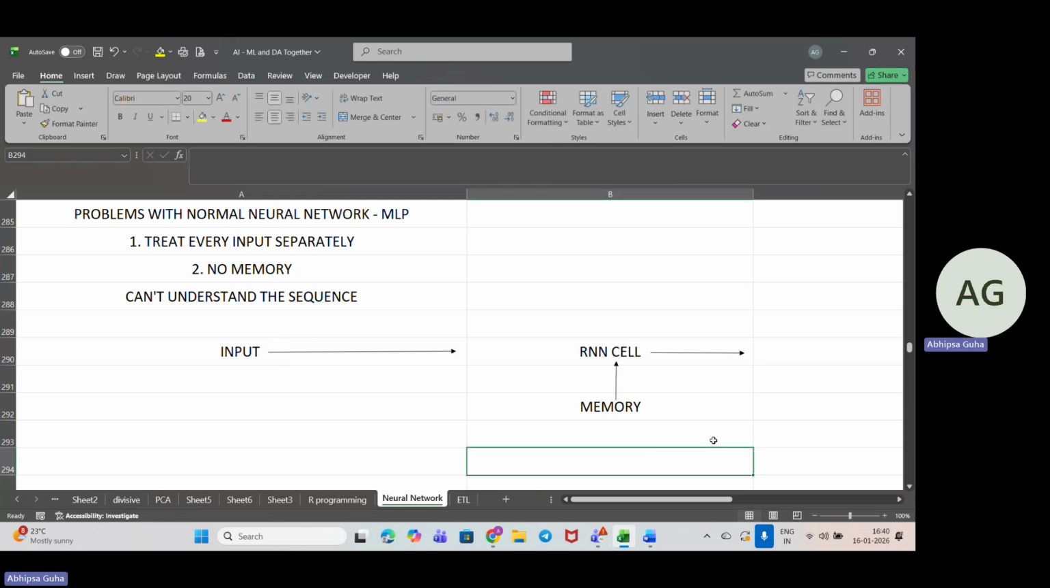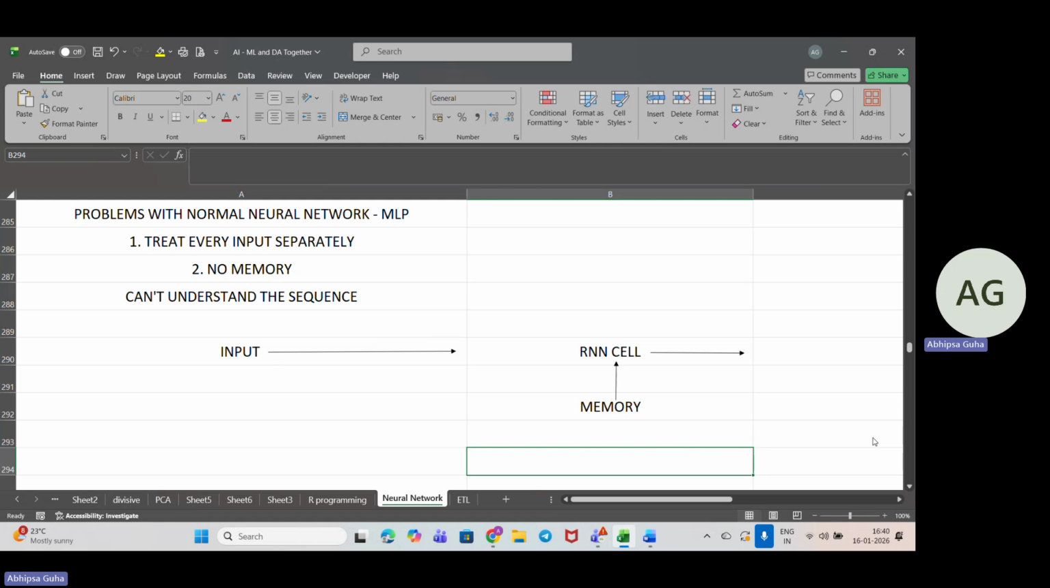Okay, so this is the idea. This memory is called the hidden state. So what is this memory? Memory is the hidden state. You can think of the hidden state as a notebook. It writes important things from the past, carries them to the future. It is basically for remembering some of the important stuff.